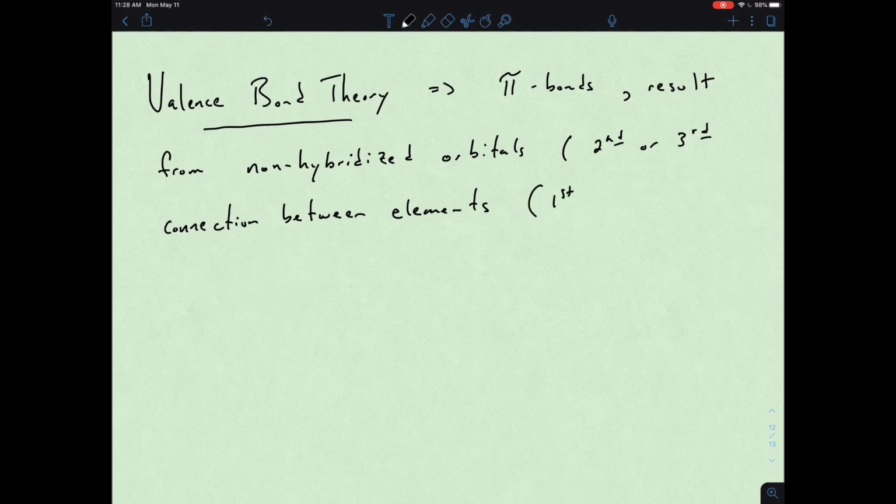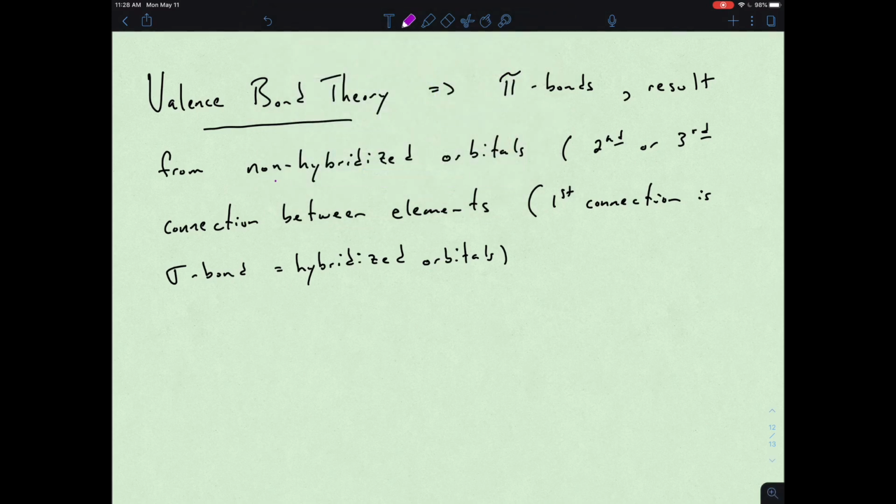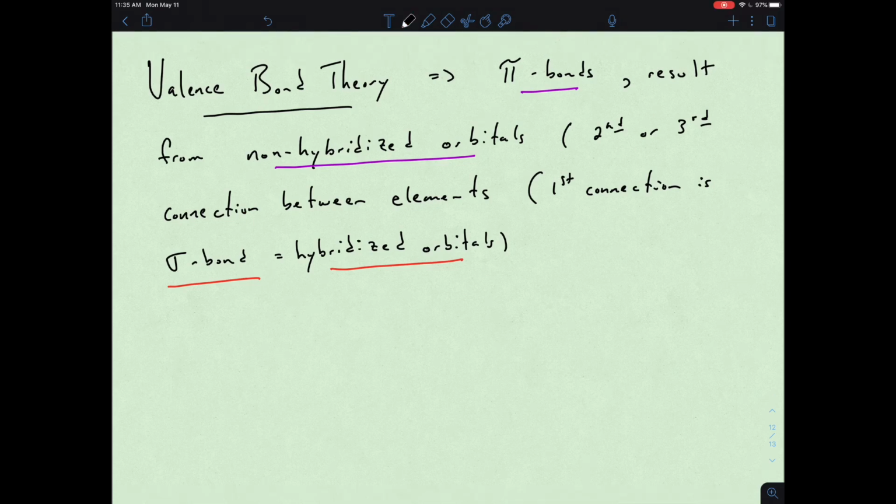Right? The first connection, remember, is the sigma bond. And that's from the idea of hybridized orbitals. So we have those two distinctions, right, as far as the non-hybridized orbitals and the pi bonds, and then hybridized orbitals and this idea of a sigma bond. So let's look at a couple of examples, but let's start off with formaldehyde here.